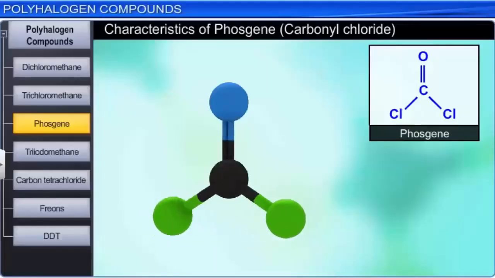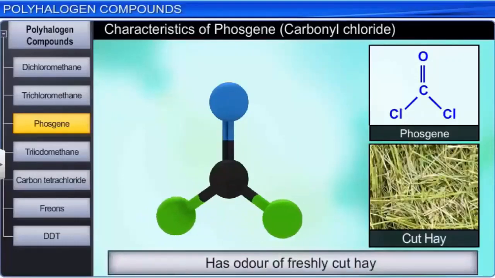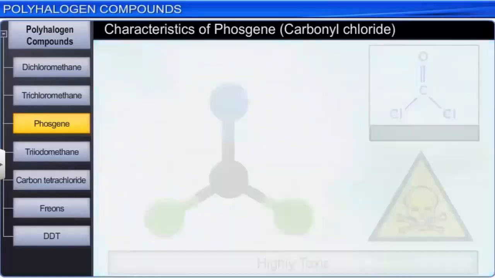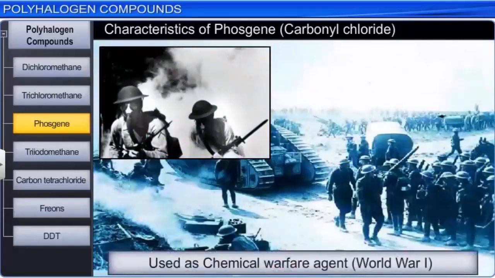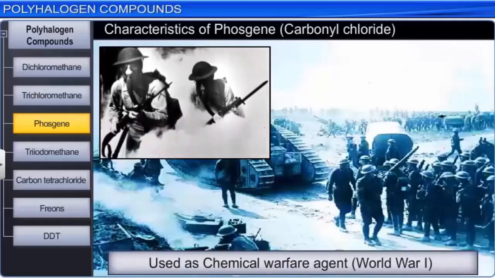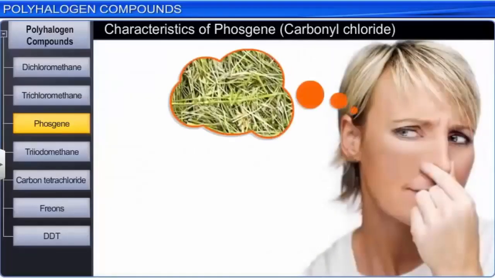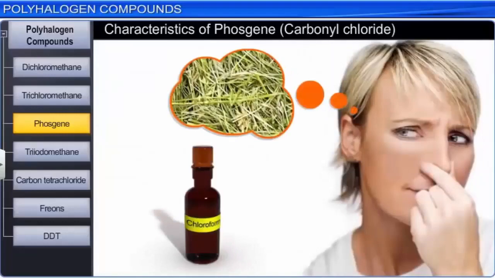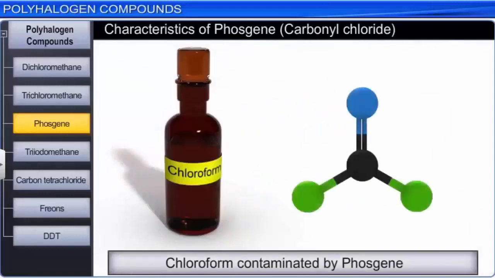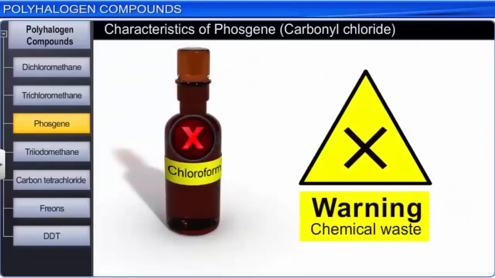Phosgene, or carbonyl chloride, has a characteristic odor of cut hay. It is highly toxic. In fact, it was used as a chemical warfare agent during the First World War. If you detect the odor of freshly cut hay when working with chloroform, you should seek medical attention. Chloroform contaminated by phosgene should not be used and should be properly disposed of as chemical waste.